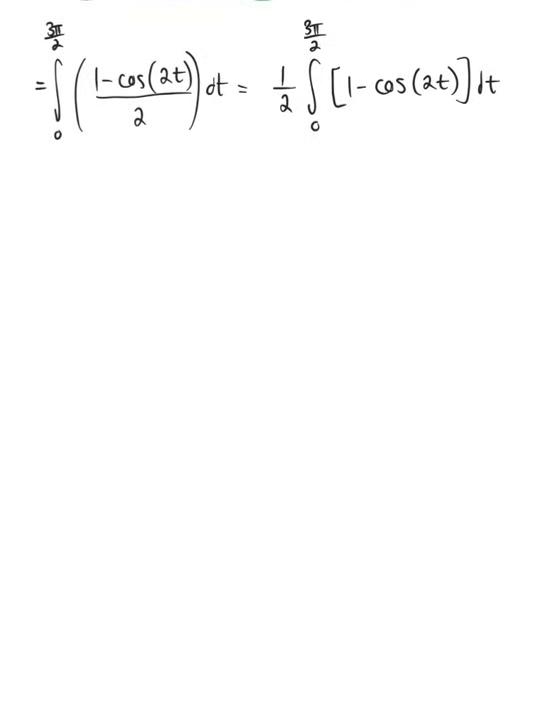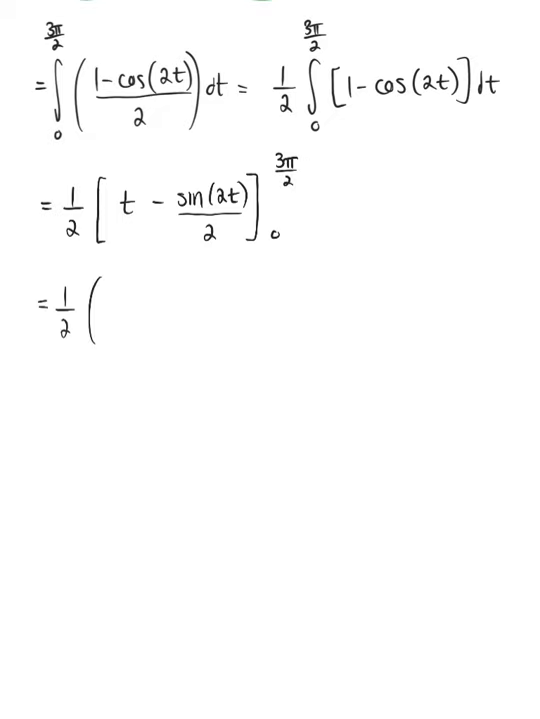So we have general antiderivatives. This is equal to 1/2 multiplied by (t minus sine of 2t divided by 2), and we evaluate from 0 to 3π/2. Here's our evaluation. We have 1/2 multiplied by (3π/2 minus sine of 2 times 3π/2, divided by 2), and now we're evaluating at the lower bound, which is 0.